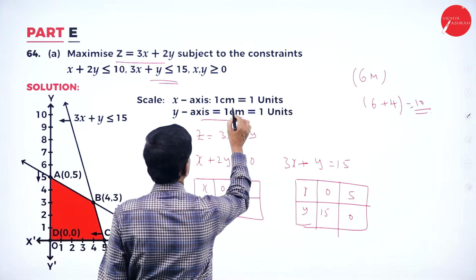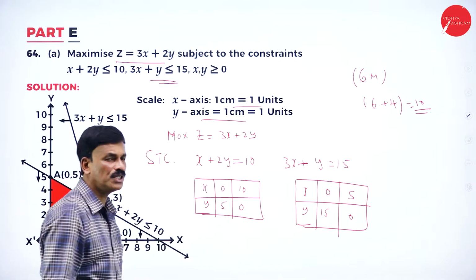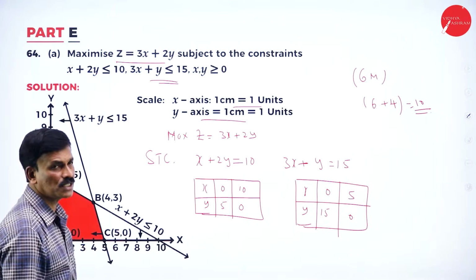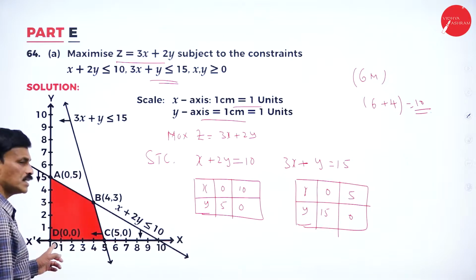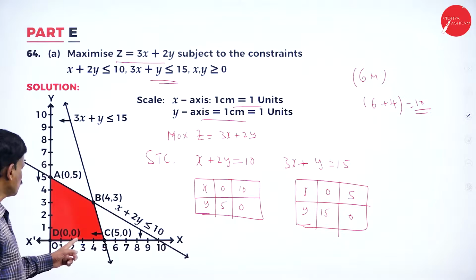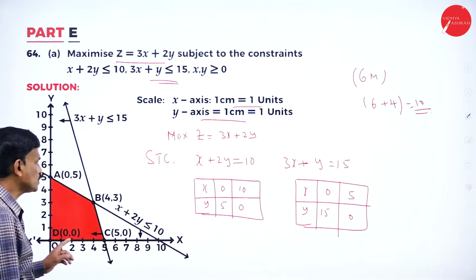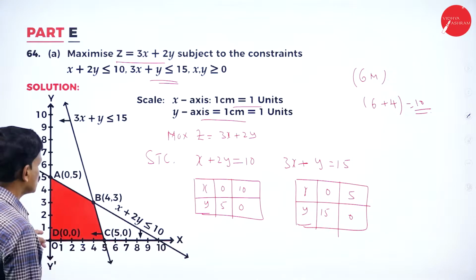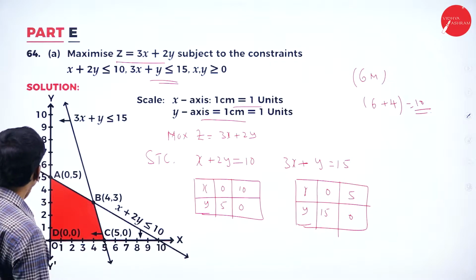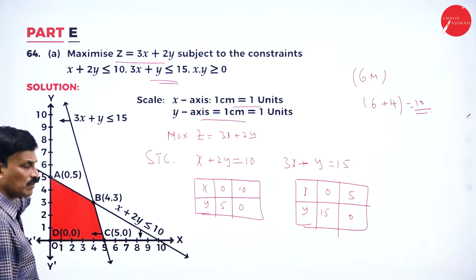On the x-axis, 1 centimeter is equal to 1 unit, and on the y-axis, 1 centimeter is also equal to 1 unit. On the x-axis, 0, 1, 2, 3, 4, 5 up to 10, maximum 10. And on the y-axis, let us consider what is the maximum value. We have 15 as the maximum value.